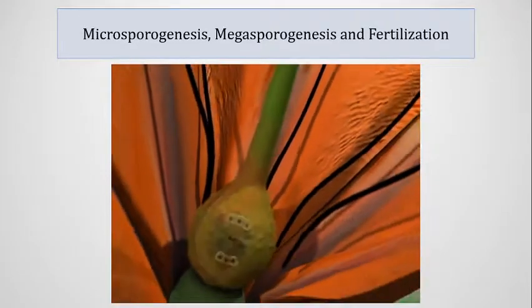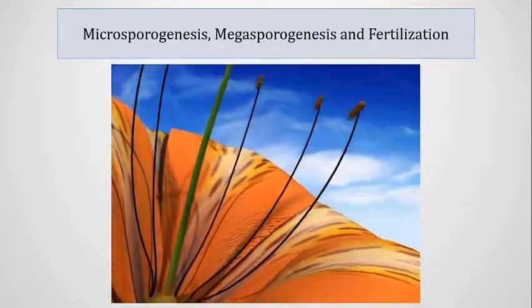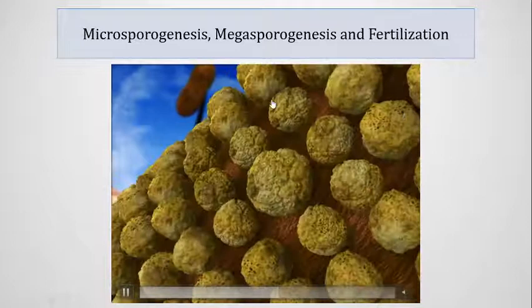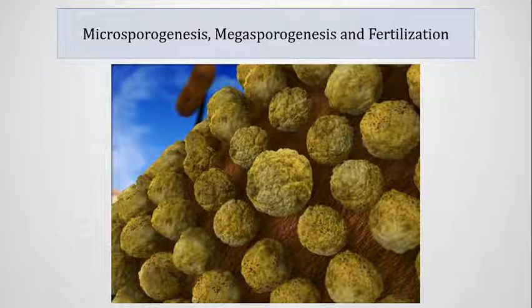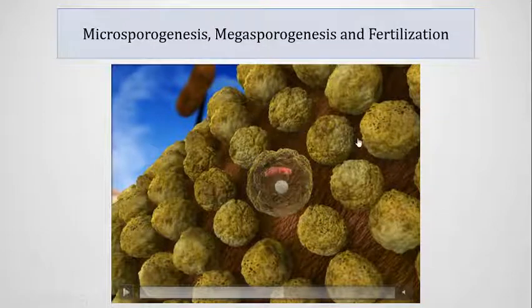Now we will talk about microsporogenesis. So inside the anther, many steps of the microsporogenesis have already taken place. So after this process we have found numerous mature pollen cells. So we will first start from a mature pollen cell here. The pollen cell contains a nucleus. This nucleus undergoes mitosis to produce a tube nucleus and a generative nucleus, as we see in this video.